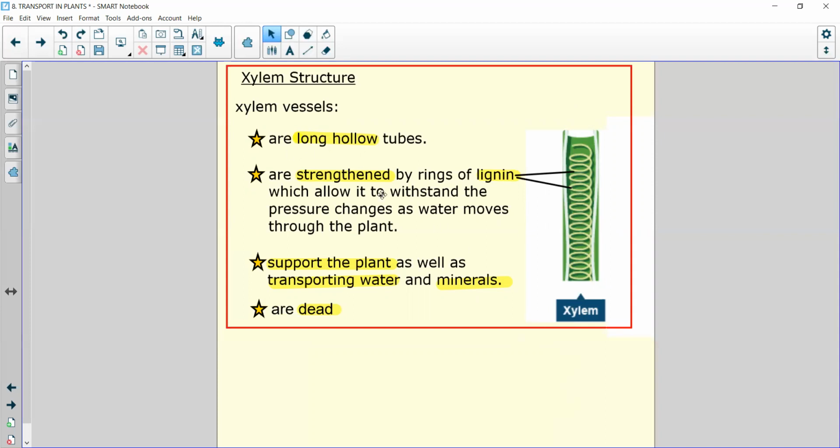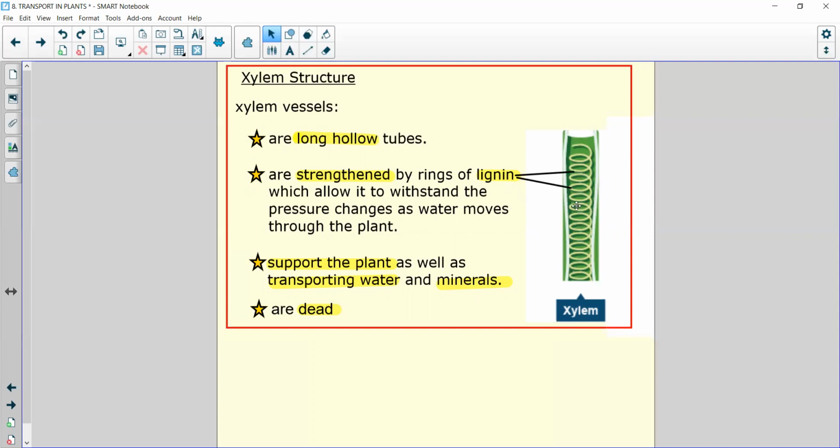Now, they need to be strengthened because remember, some plants are very flexible, very bendy in the wind, and some plants are not like that. So for example, trees are a lot stronger, a lot more rigid. So these tubes need to be kept open, they need to be held open at all times. And that happens because they are strengthened by rings of something called lignin. Okay, so lignin is a special chemical substance that keeps these tubes open. And you can see that there. It looks a little bit like a spring. So it's just keeping it open.